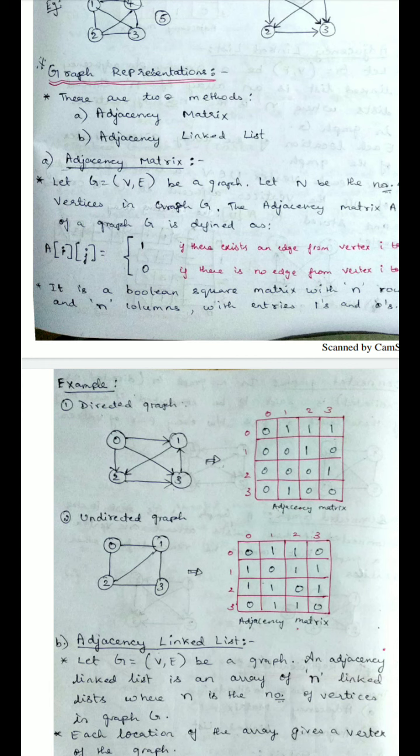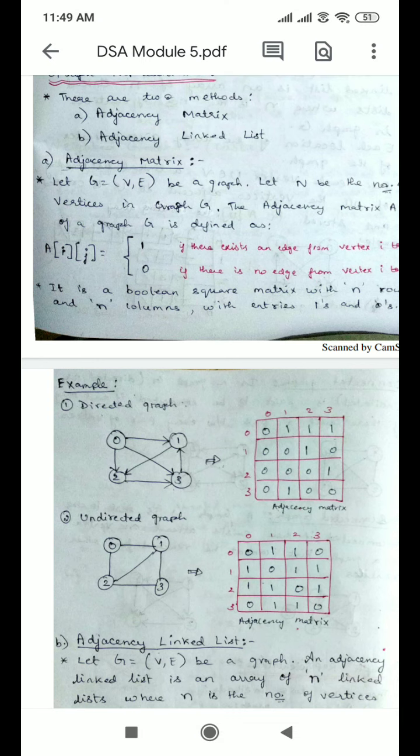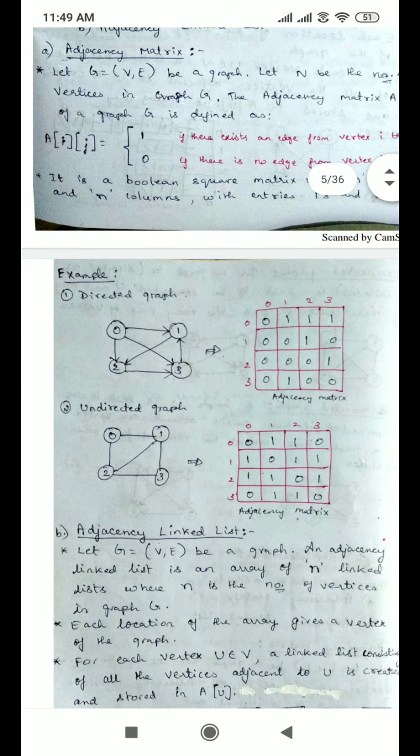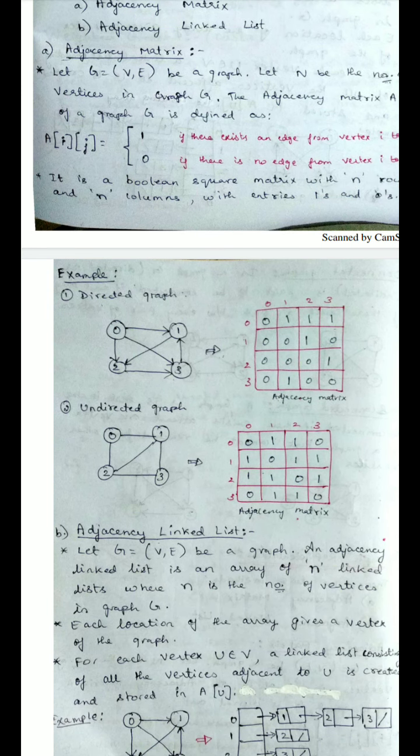Similarly, 1 to 2 has an edge, so 1. 1 to 3 also has an edge, so 1. There is no direction, hence you represent 1 on both sides. In the directed graph you represent 1 only on the outgoing side, not the incoming side, whereas in the undirected graph you represent both outgoing and incoming, because there are no directions. This is nothing but the adjacency matrix.